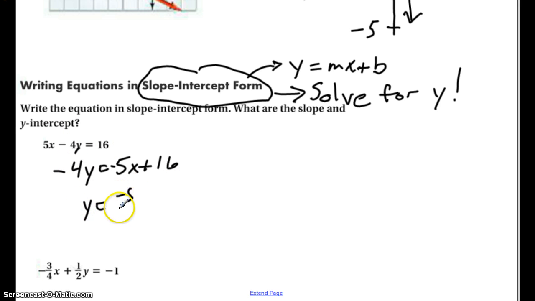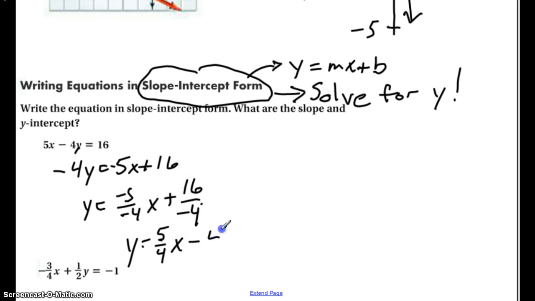Negative 5 divided by negative 4, and then 16 divided by negative 4. And let's clean this up a little bit. This is going to become negative divided by negative is positive. In other words, simply y = 5/4 x. And 16 divided by negative 4 is going to be negative 4. This is our slope-intercept form.